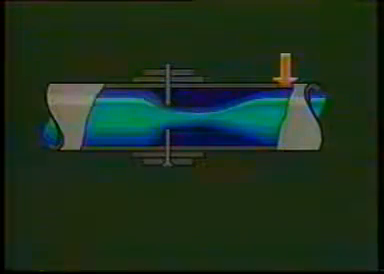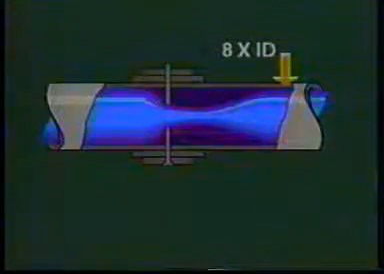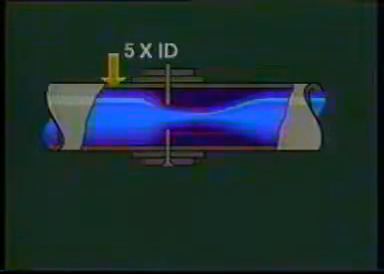When the taps are in the pipe, the downstream tap should be located a distance equal to 8 times the inside diameter of the pipe from the orifice plate. The upstream tap should be located 5 pipe IDs upstream of the orifice plate. These tap locations will provide the correct differential pressure measurement to accurately measure flow rate.